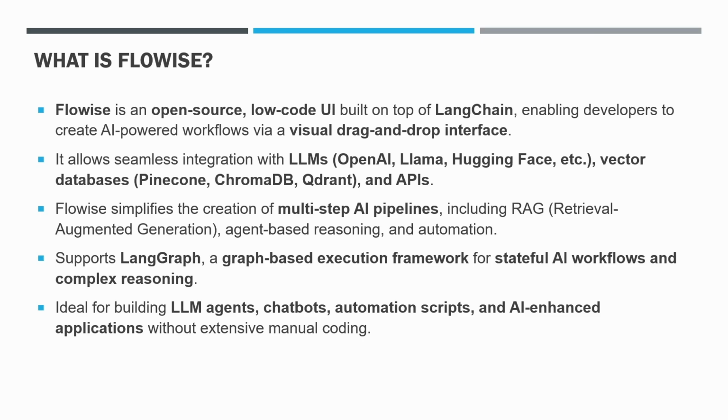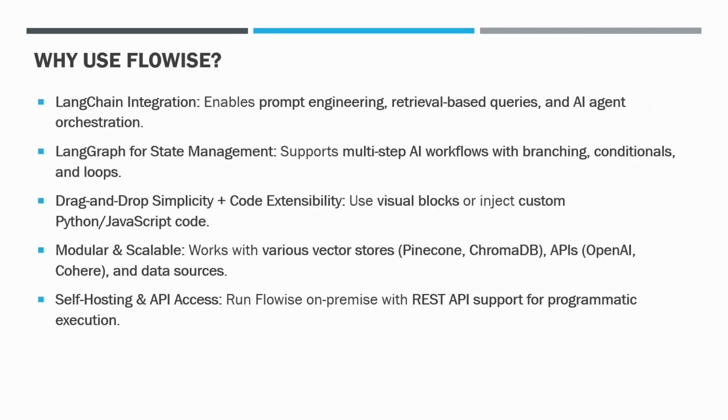Don't be overwhelmed by the information, because you just need to start somewhere, right? This video can be a very good starting point for you. Flowise simplifies the creation of multi-step AI pipelines, including RAG. Primarily, you can think of RAG as giving memory to an agent. It can also be used for agent-based reasoning and automation. And like I said, it supports LangGraph, and it's ideal for building LLM agents, chatbots, automation scripts, and AI-enhanced applications.